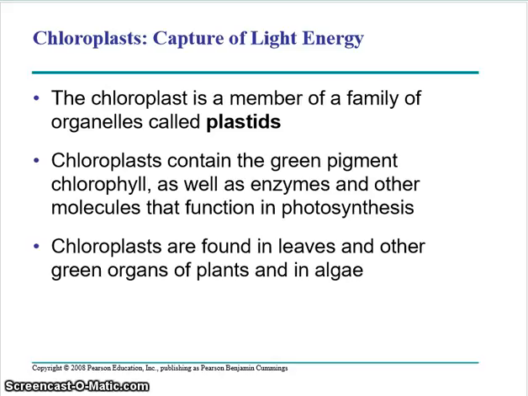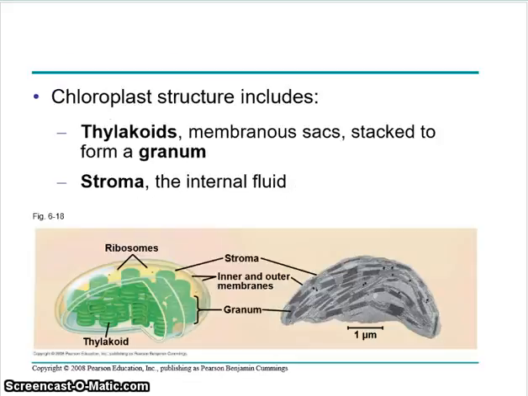Chloroplasts are found in the green parts of plants. The most concentrated ones are in the leaves, but there are also some in the stems as well. Now again, just like the mitochondria, your text is going to go through and give you the anatomy of a chloroplast. We'll just take a quick look at it and then we will look at it more in depth later.